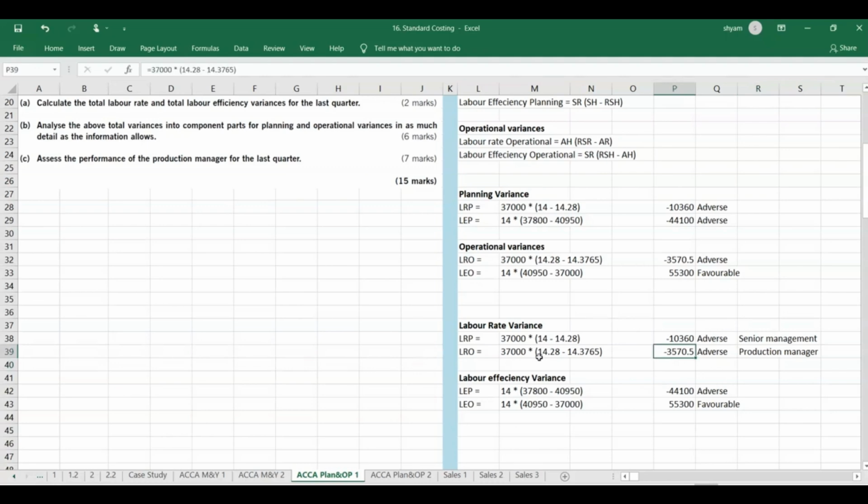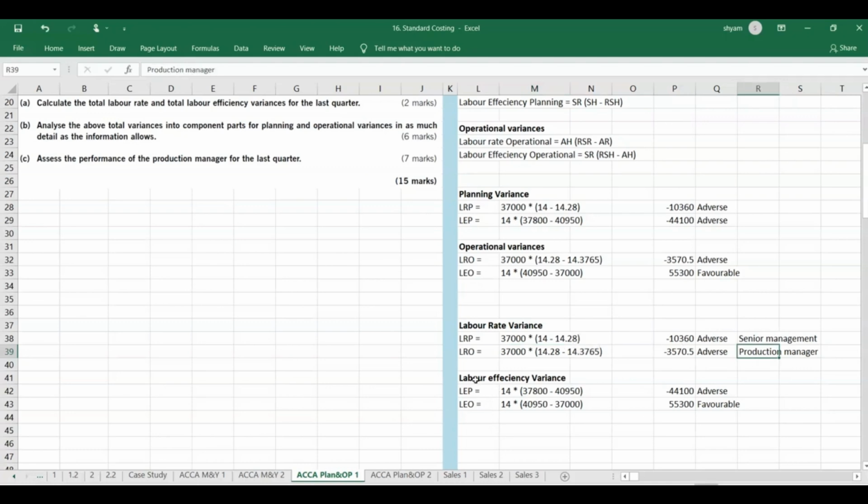For example, look here, they thought it would be 14, but the revised is 14.28. 14.28 minus 14.37. 14.28 is the revised one. Even when compared to the revised, the actual is much higher. So this blame the production manager has to take.